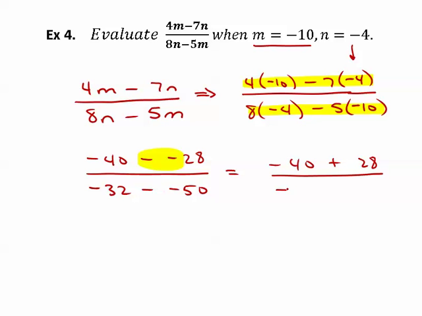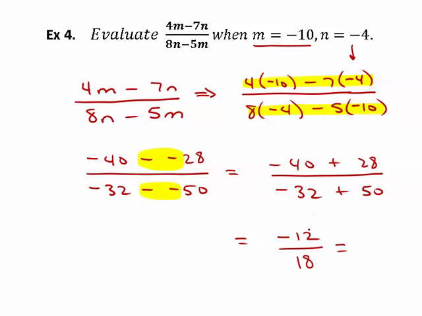On the bottom, same thing happens. We have a double sign that we want to take care of, a minus minus. They match, it's a plus. So that leaves us with negative 40 plus 28 is negative 12. On the bottom, negative 32 plus 50. That leaves us with a positive 18.